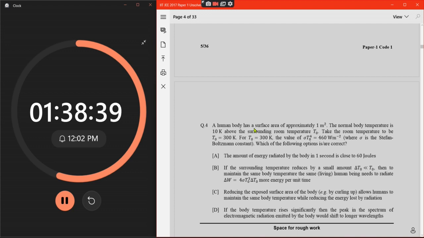We don't know our emissivity, what our emissivity is. So how will I do this? Should we just take it as a black body? The amount of energy radiated by the body in 1 second is close to 60 joules. This is the thing. So it is slightly above, so it can't be that much of a big deal, right? Just yeah. So distance of 1 meter squared, so just 460 watts or something. In 1 second, yeah, it's like 460 joules, not 60 joules.